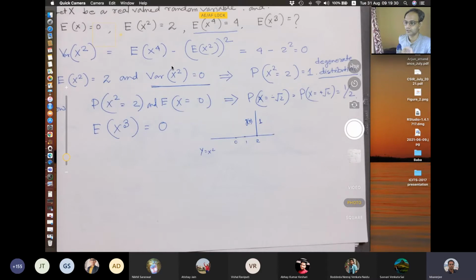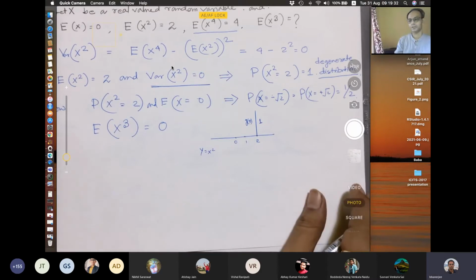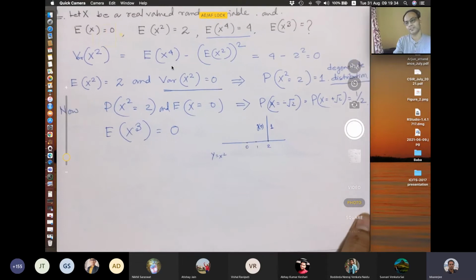Is it okay? If it is continuous, then there is no chance to have degeneracy. If it is continuous, it has to be distributed over an interval. Okay. Other counterexamples can be constructed like that. Have you studied the Cantor set in any of your courses?